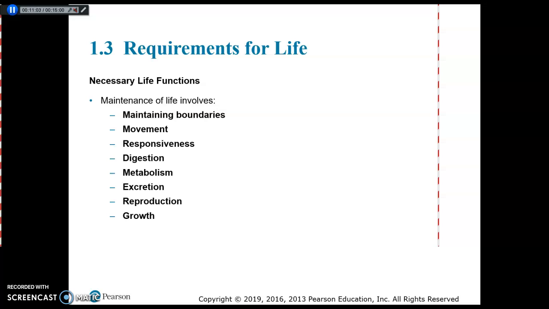Movement, and that can be movement like walking, and it can also be movement like right now I'm moving my mouth to talk, but it's also movement internally, like the movement of blood through your blood vessels, the movement that occurs even inside of your cells, so it doesn't just mean walking, it doesn't just mean movements that you do with your limbs. Responsiveness, which is also sometimes called excitability, is just how we respond to stimuli.